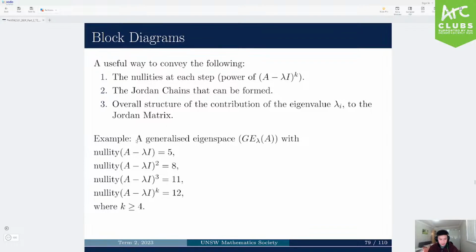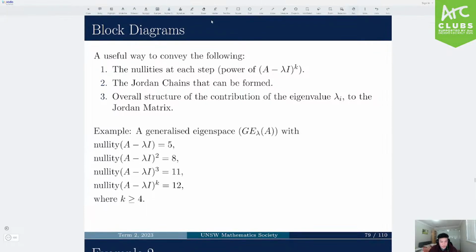Example here. So let's say a generalized eigenspace has nullity of dimension 1 to be 5, nullity of dimension 2 to be 8, nullity of dimension 3 to be 11, and nullity of dimension k to be 12, where k is bigger than or equal to 4. Now, again, we know that the nullity must terminate for some value of k. In this case, we denoted k is bigger than or equal to 4, and that's going to be the terminating value there.